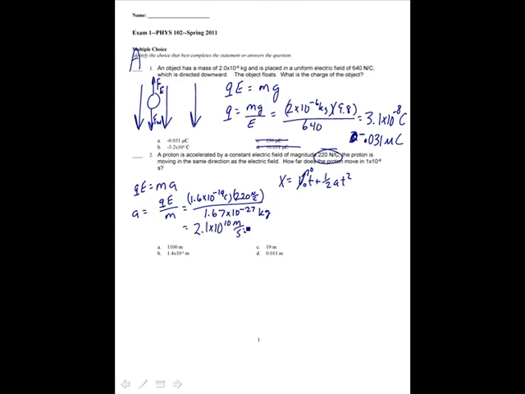meters per second squared, and then I just plug this in for the acceleration here, and so x is equal to 1/2 times 2.1 times 10 to the 10 meters per second squared times my time, which is 1 microsecond, 1 times 10 to the minus 6 seconds, squared. And I get 0.011 meters. And that is D.